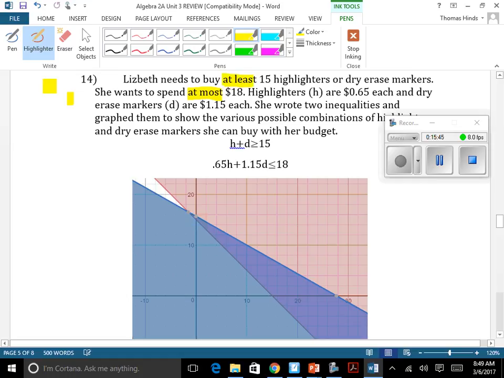So if you're doing anything with your highlighter, you would check mark some stuff. They're talking about highlighters and dry erasers. So whenever you read these big paragraphs, first question you ask yourself, hey, what are the two things they're talking about? That's another two things they're talking about.